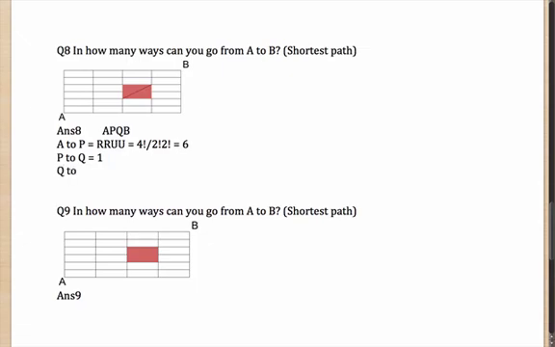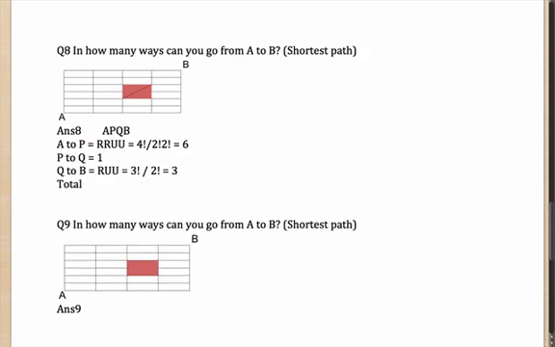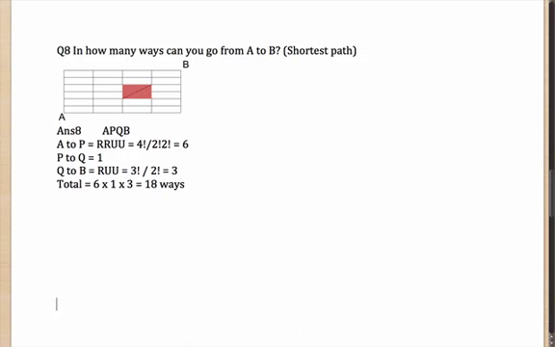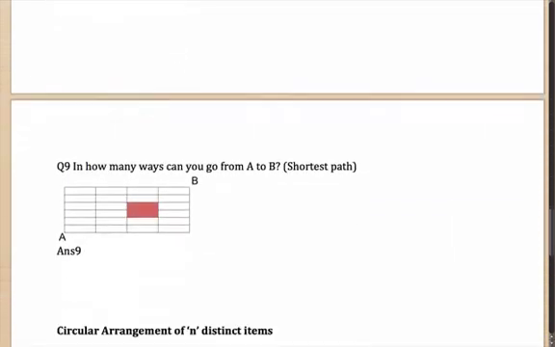And from Q to B, how many ways are there? Well, if this is my point Q and this is my point B, there is 1 right and 2 ups, which can be rearranged in 3 factorial by 2 factorial ways or 3 ways. So your total number of ways is going to be how much? It is going to be 6 into 1 into 3, or a total of 18 ways which are possible.